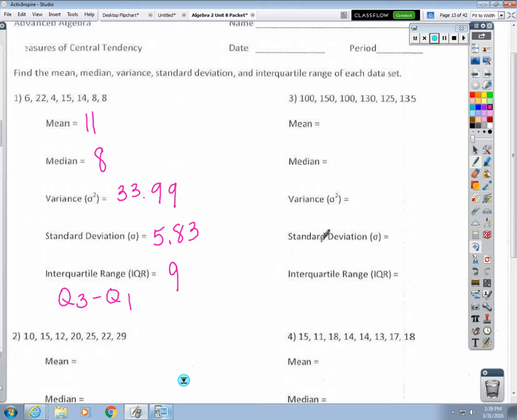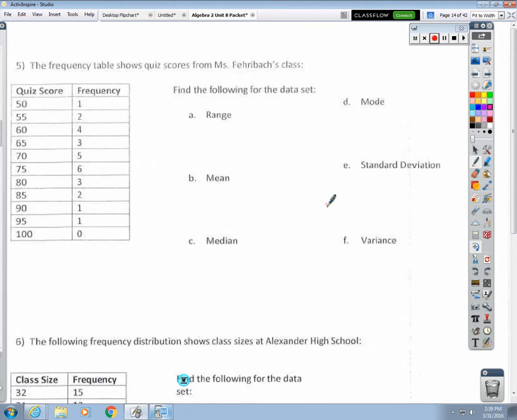Okay, now turn to the next page. I got one more to do with you. Okay, number 5. The frequency table shows quiz scores from Ms. Fehrenbach's class. Find the following for the data set. Okay, this time, this is a whole class. So instead of writing out 50, 55, 55, 60, 60, 60, 60, 65, 65, 65, that would be a lot of typing in. They created a frequency table to show that there were 2 55s and 4 60s and 3 65s. So let's go and type in that table.